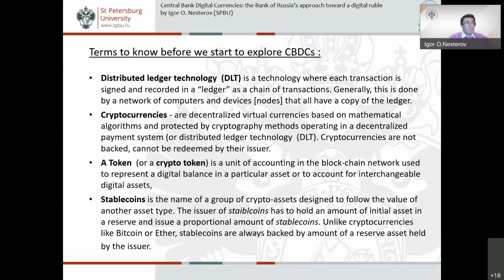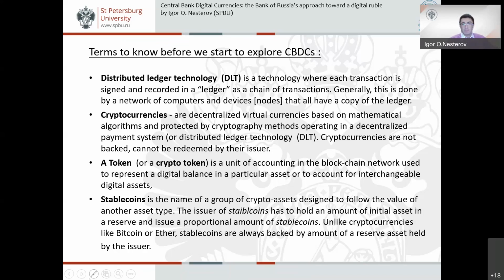Digital tokens are acting as accounting entities in distributed ledgers. It is like a substitute for securities in a digital world, or a substitute for vouchers or coins in the digital world. And one more term we have to specify, that is stablecoins.